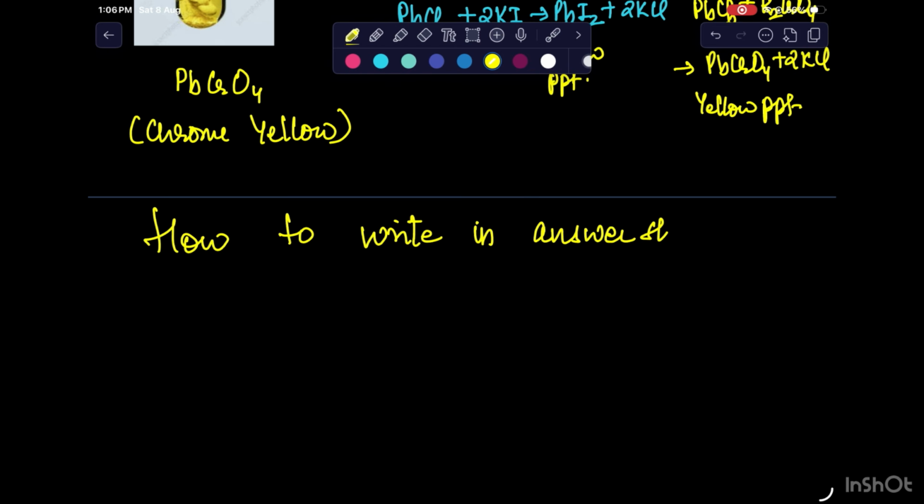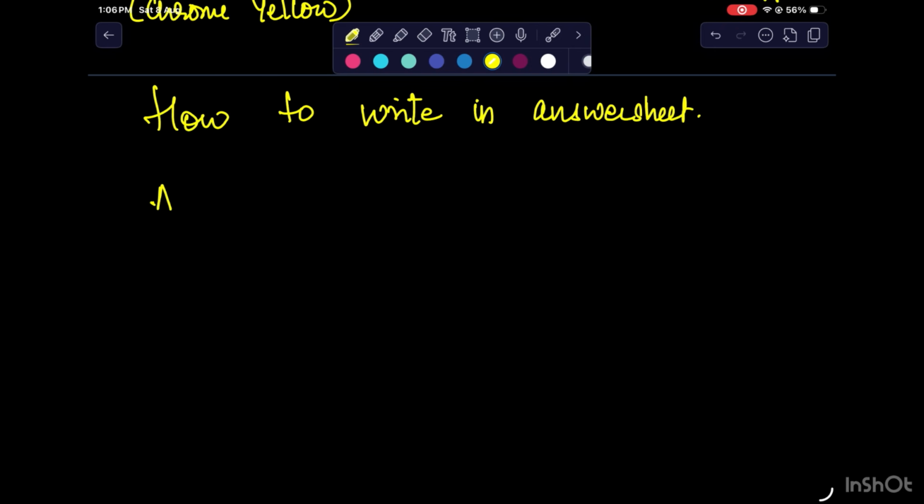Now you have seen how we have to perform the test in the lab, and how you are supposed to write it in your answer sheet, right? So when you are writing it in your answer sheet, you have to write down the aim. What is your aim here? To identify the acidic and basic radical in the given packet number.